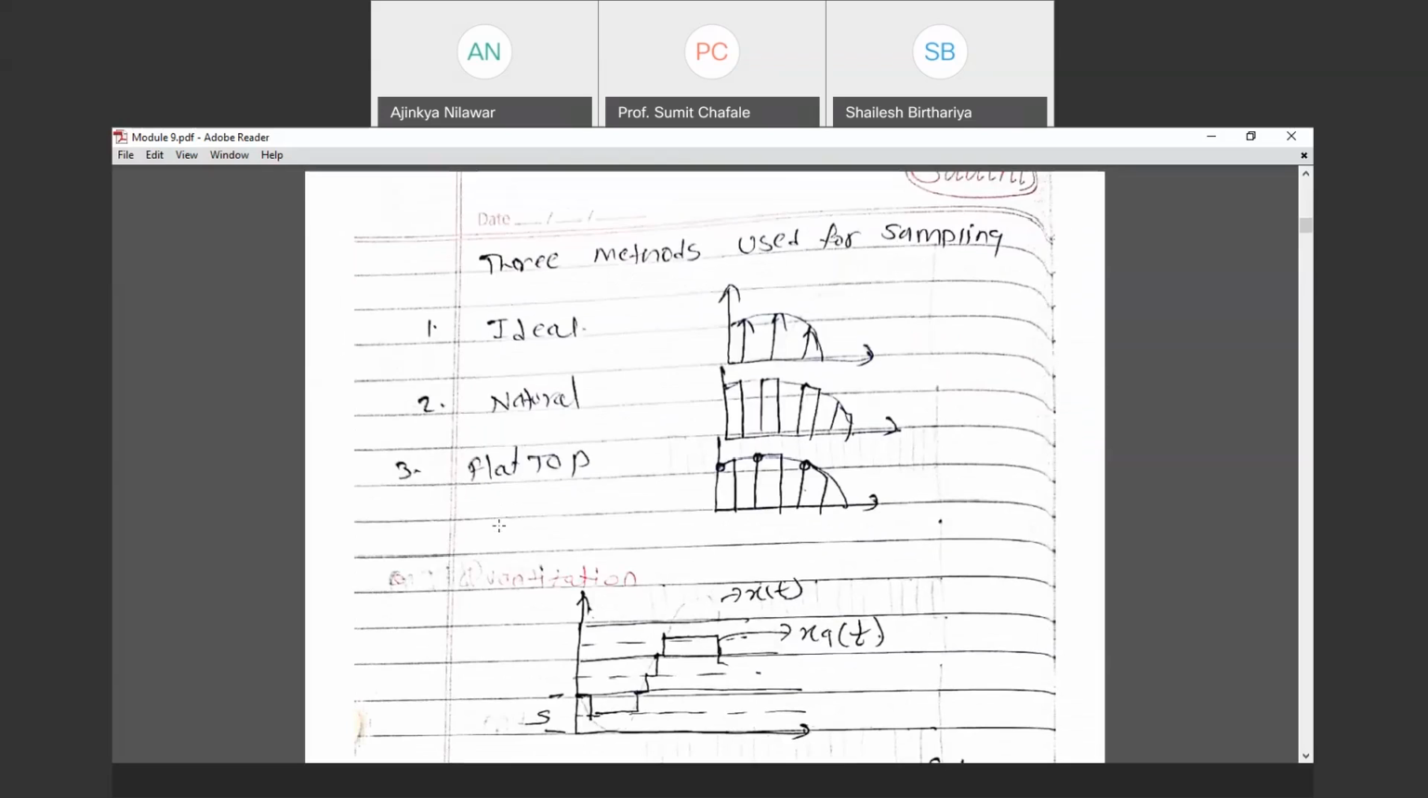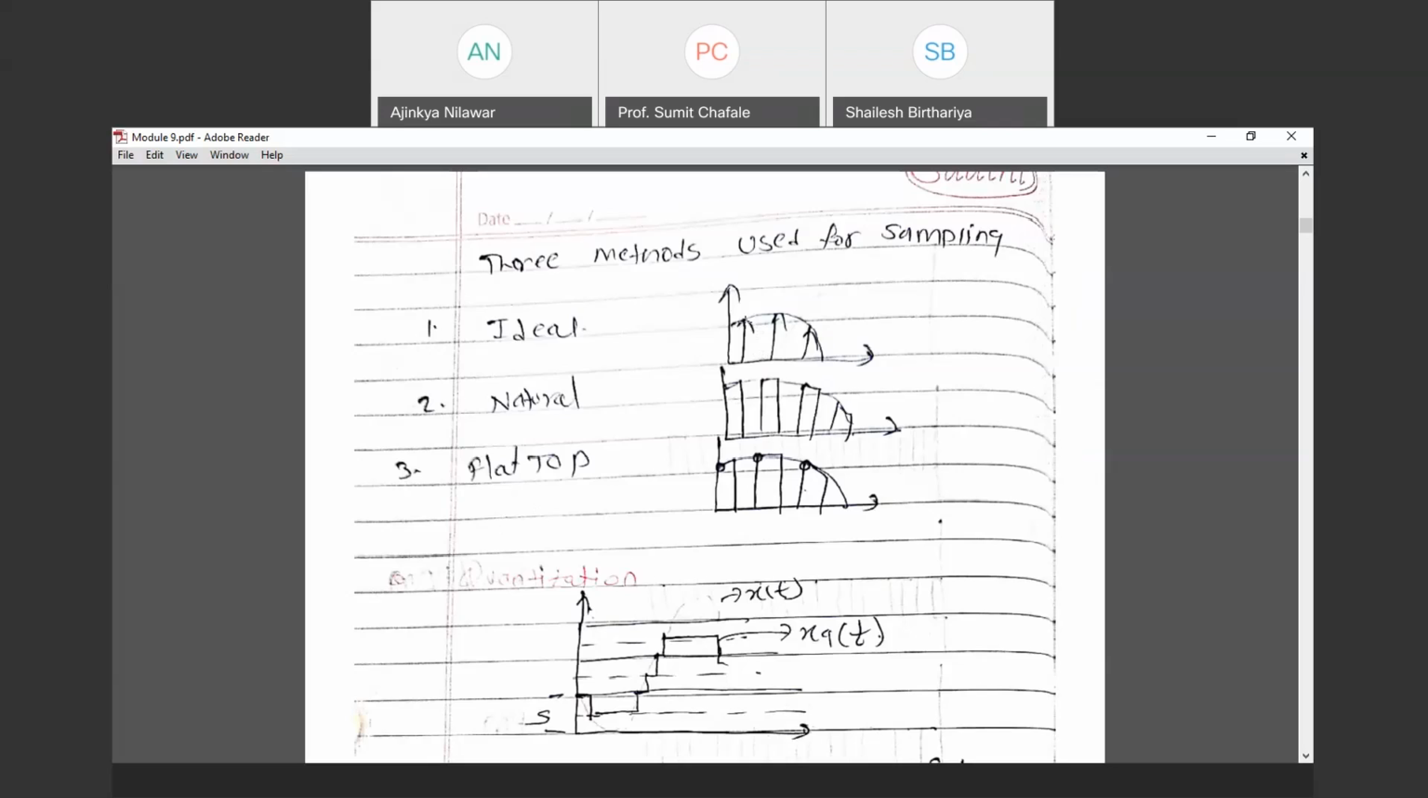So first one is the ideal. Here you will see how this ideal will chop out the signal. It is a simple arrangement. If you go to the hardware side, it is a simple arrangement of a diode and a key. We are passing the signal to the diode, the key is open, then the key is closed. Again, the key is open, the key is closed.